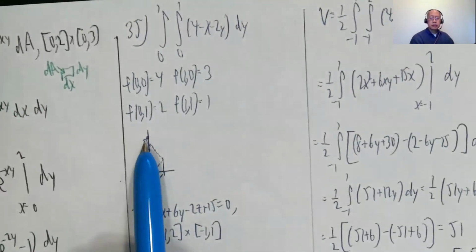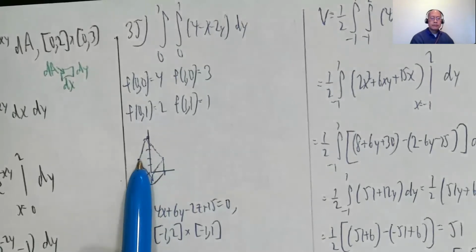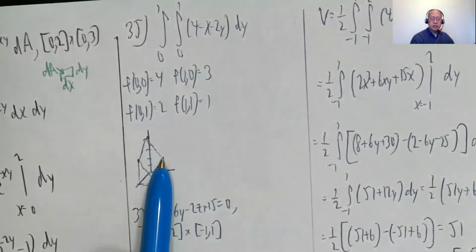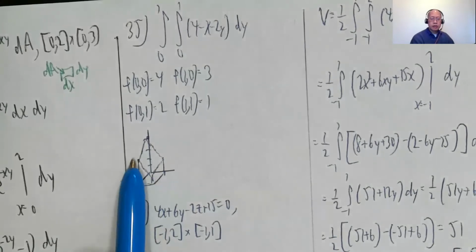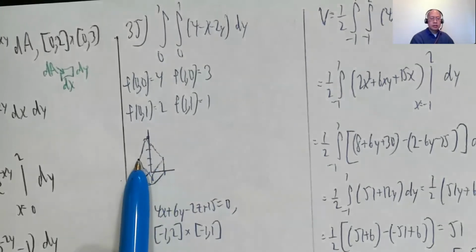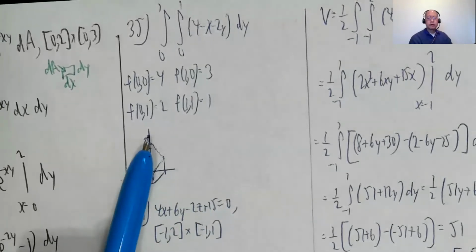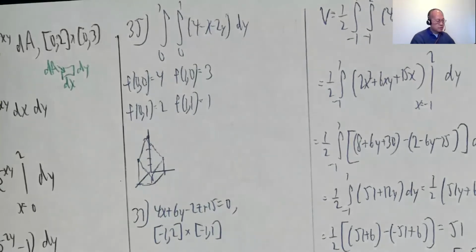Okay, so at (0, 0) the height is 4, at (1, 0) I go up 1, 2, 3. At (0, 1), the height is 2. And at (1, 1), the height is 1. So I connect these. The bottom is nice, but the top is really weird. This corner, the height is 1. This corner, the height is 2. This corner, the height is 3. This corner, the height is 4. So you have a real strange room where the four corners have different heights. Okay.